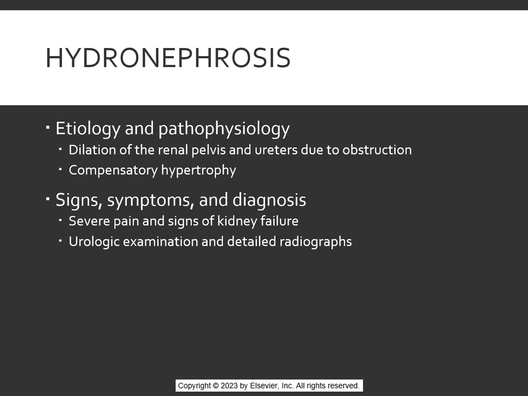Whenever the normal flow of urine is obstructed, there is a potential backward flow of fluid into the renal pelvis. Hydronephrosis occurs if the obstruction is not resolved. The renal pelvis and ureters will become dilated and continue to fill with fluid. Hydronephrosis may be unilateral or bilateral.